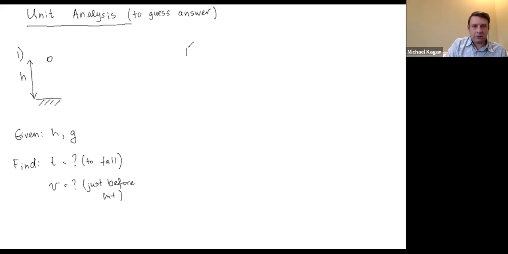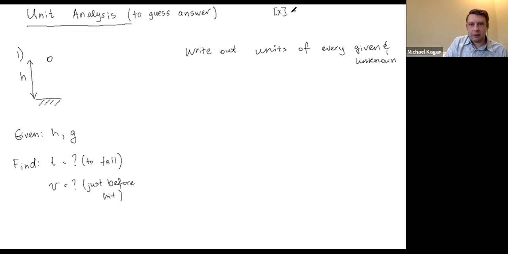So the first step is to write out units of every given and unknown. Oh, and by the way, for brevity, we'll be using this notation. If you want to say units of x, this is how you will write it: just bracket x. Because I'm too lazy to write all these words all the time. So units of x.